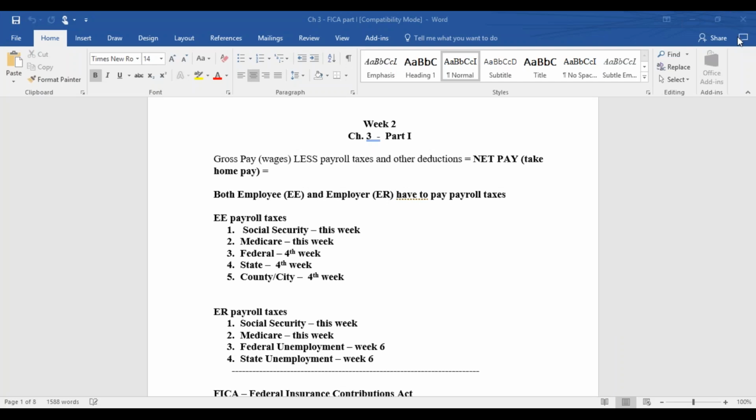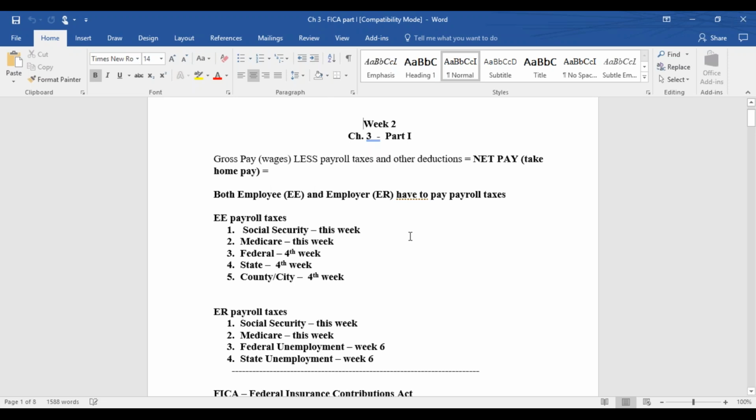Okay, welcome here to week 2 as we begin the first part of chapter 3. We're going to break chapter 3 down into 2 weeks. The second week focusing a lot more on payroll registers and doing Form 941. This week we're going to introduce Social Security and Medicare taxes, which are also known as FICA taxes.